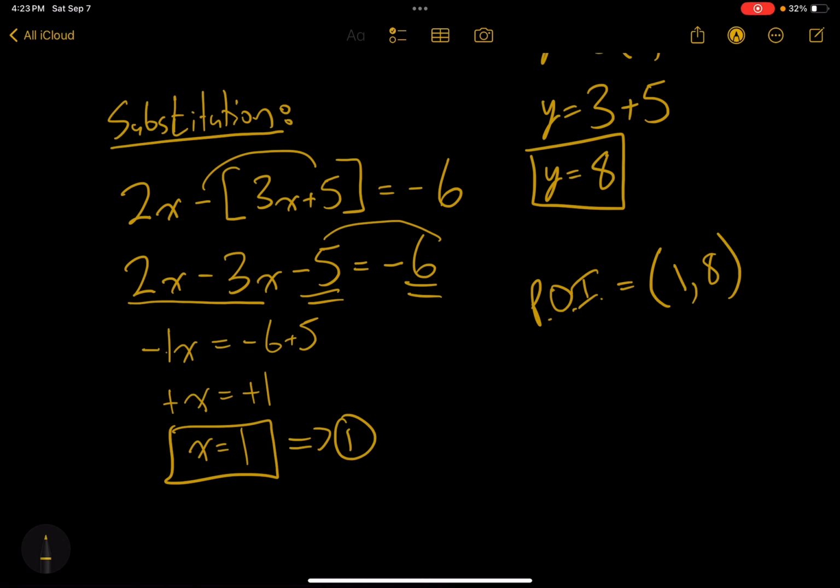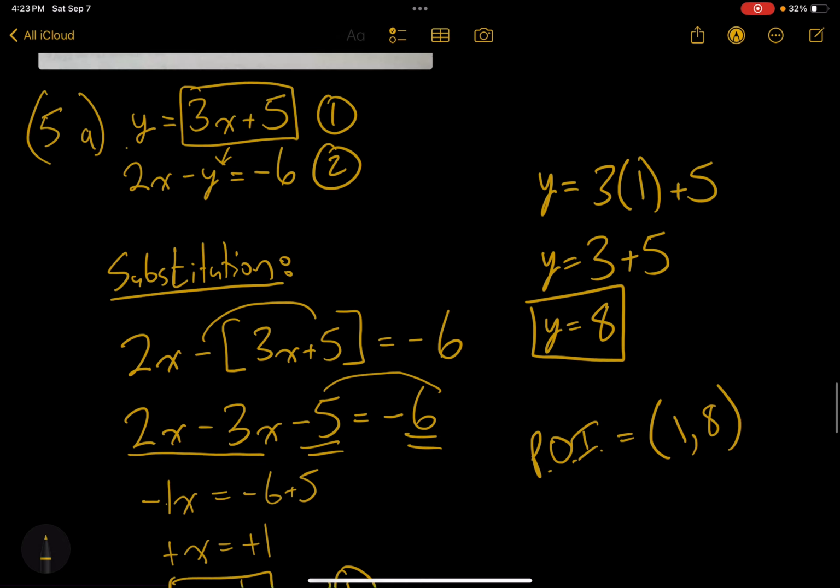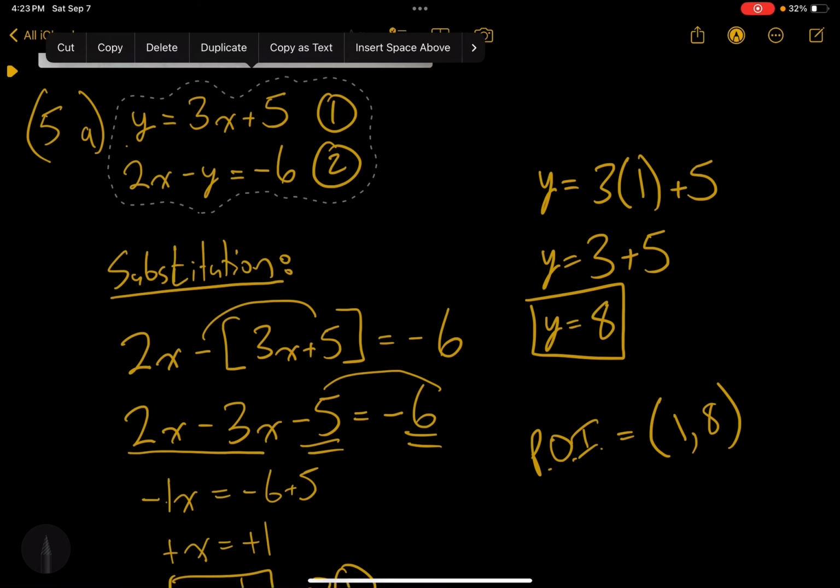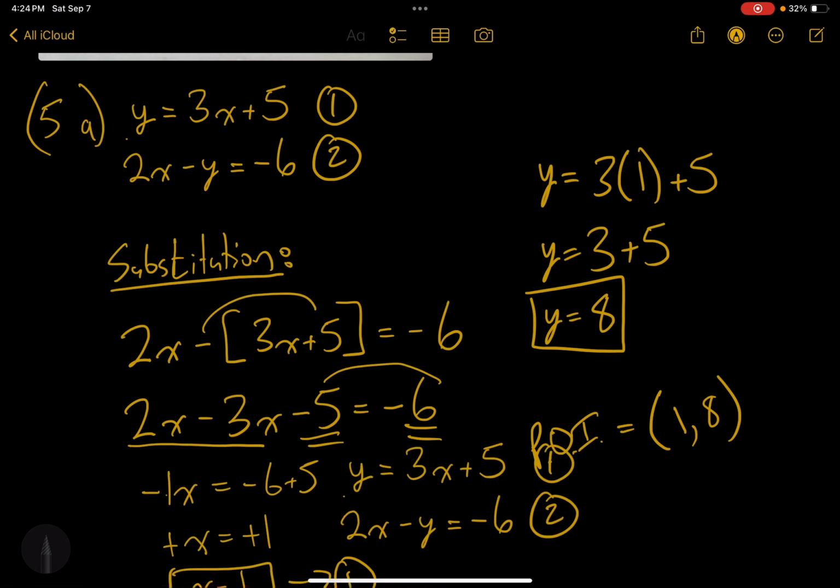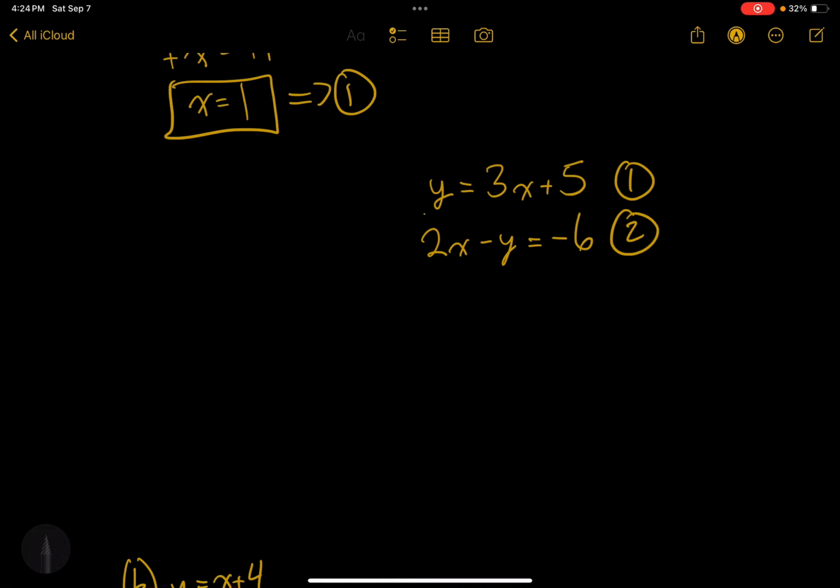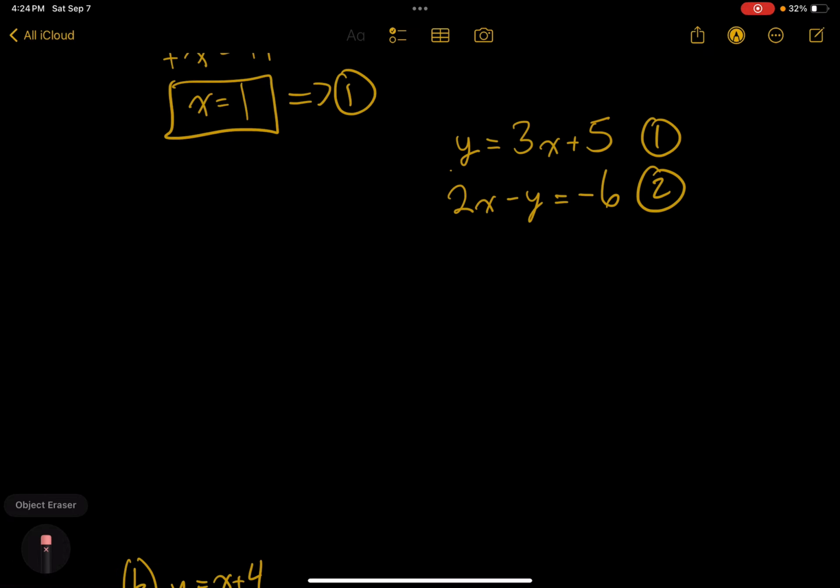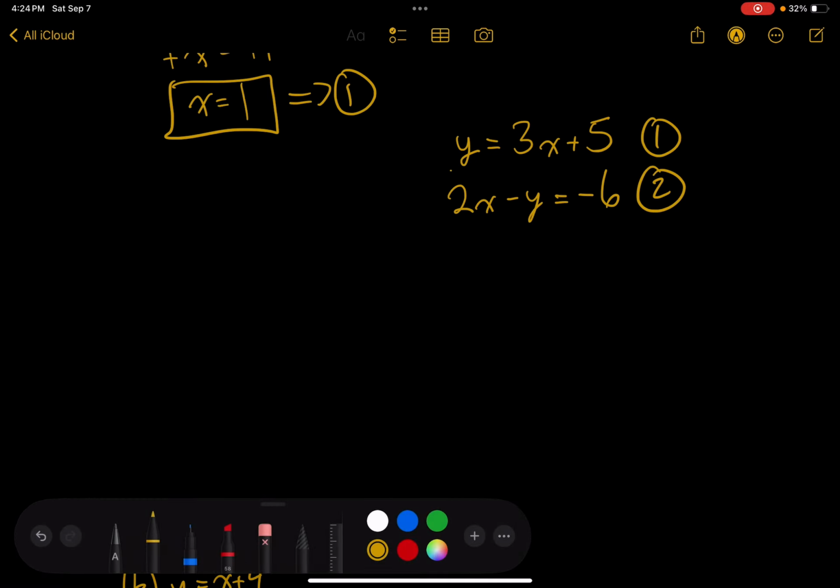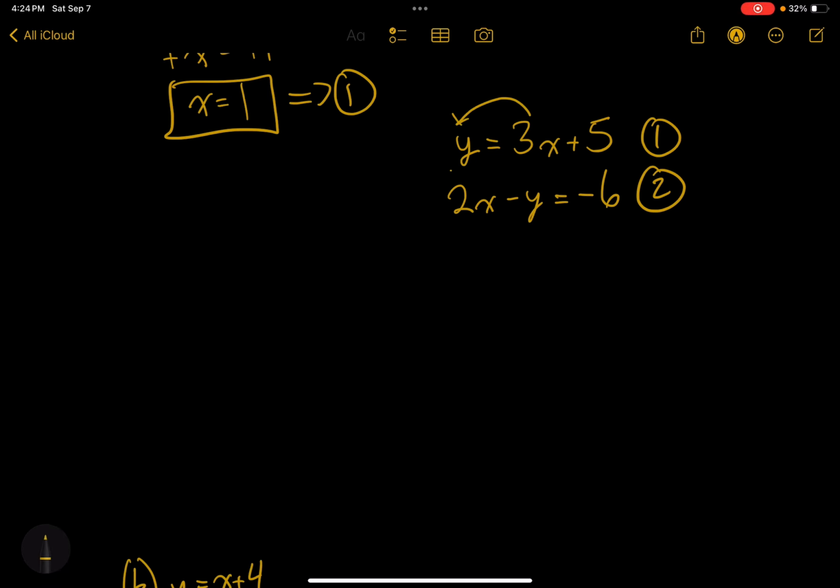Now, there's another way to do it. What is that other way? Another way to do this is to use something called elimination. Let's move this down here. And basically, what you have to do is rearrange these equations. So let's rearrange them so that the y's are under the y's and the x's are under the x's. So let's bring this 3x to that side and keep this 5 over there.